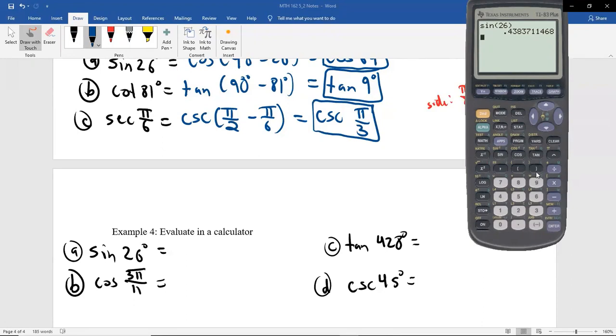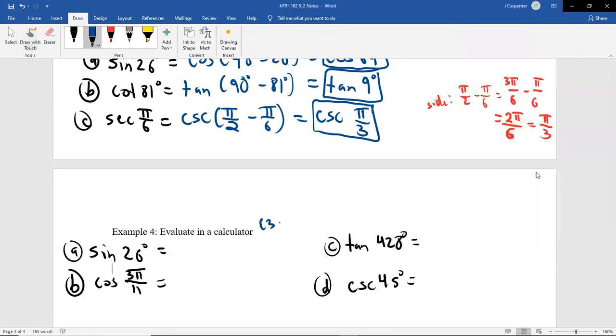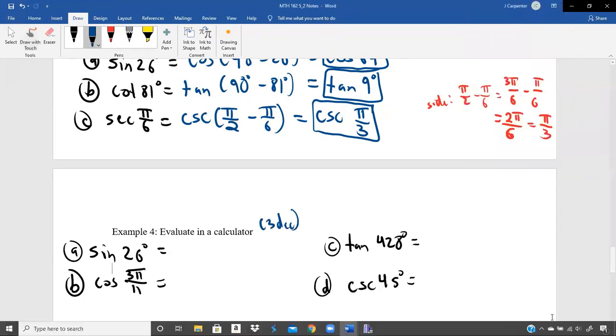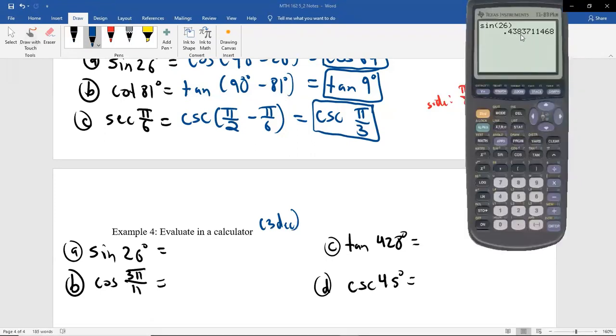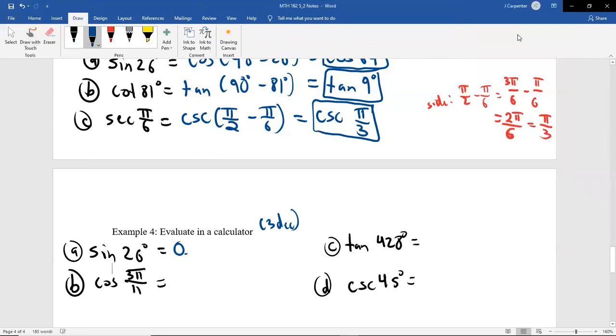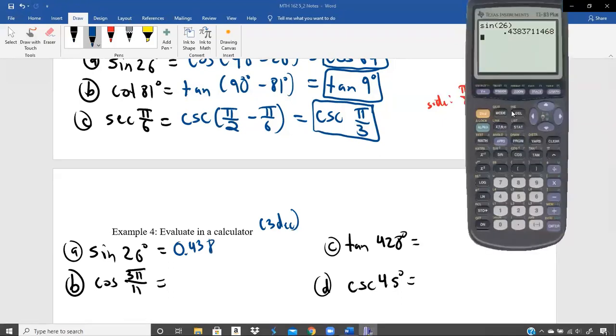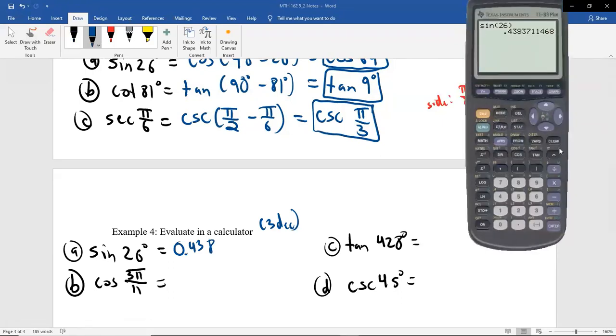So the answer is 0.438, and I didn't specify the number of decimals, so now I'm going to 3 decimal places. So 0.4383, we round down to 0.438. Easy as pie. Pun intended. I know, I'm terrible. Cosine of 3 pi over 11.